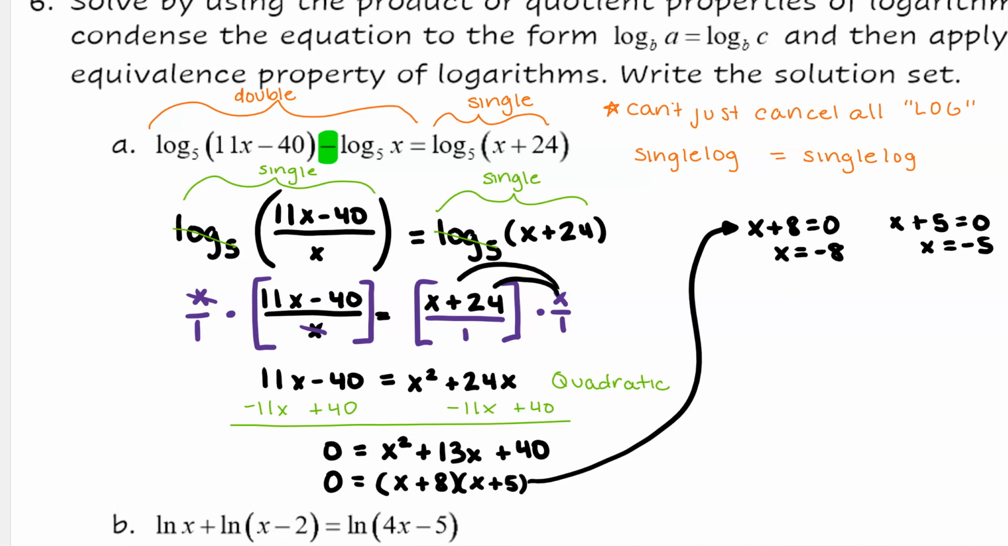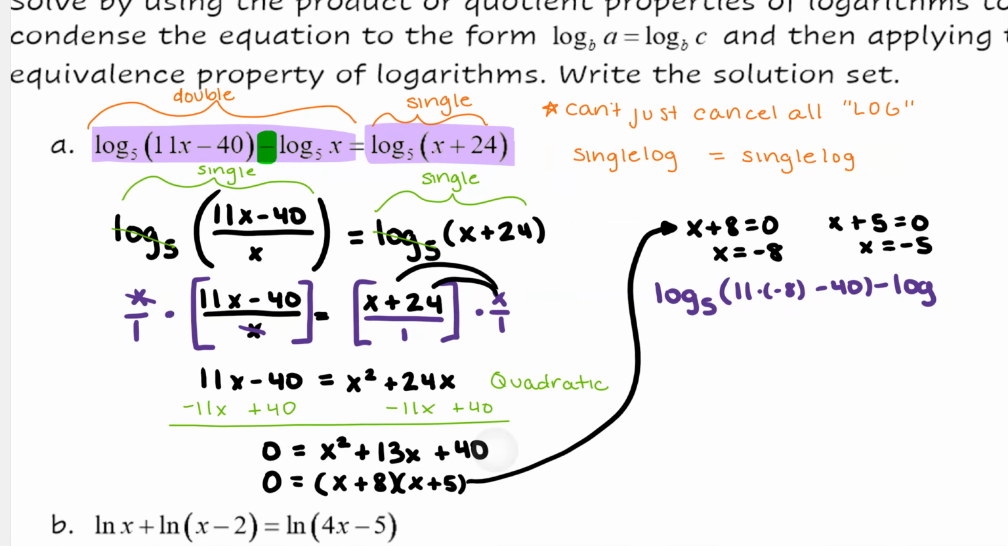So now if I found an answer, here it is, but I have to go back. And the trick here is that you don't just go back one or two steps. You go back to the beginning. Double logs on one side, single logs on the other. So let's plug in x equals negative 8. If I plug that in, I get log base 5 of 11 times negative 8 minus 40. And then there's some more that are going to go in.